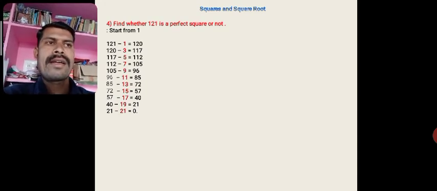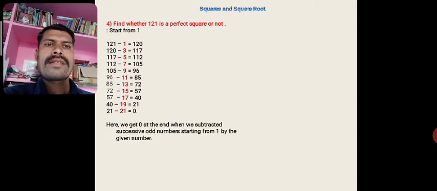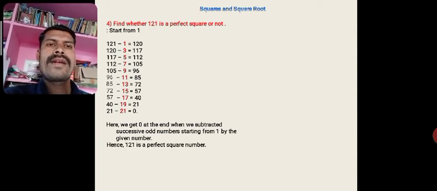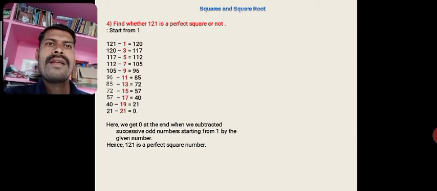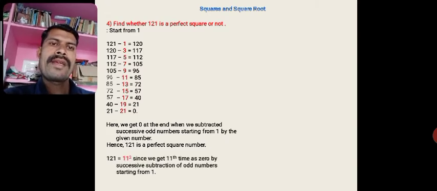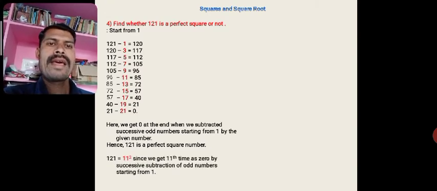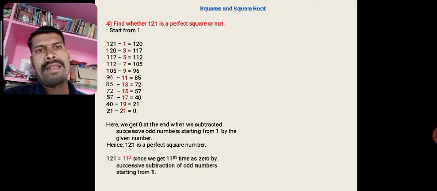So we are getting 0 here at last. Therefore, we get 0 at the end when we subtract successive odd numbers starting from 1 from the given number. Hence, 121 is a perfect square number. Whose perfect square is it? How many times did we subtract odd numbers? That means 11 times, no? So therefore, 121 is 11 square. You can see that 121 is equal to 11 square, since we get 0 at the 11th time by successive subtraction of odd numbers starting from 1.